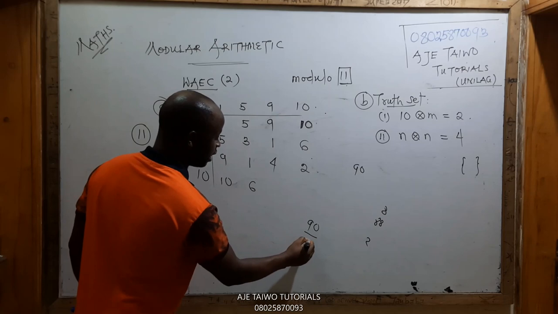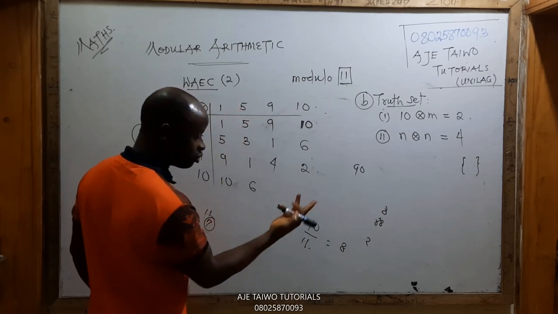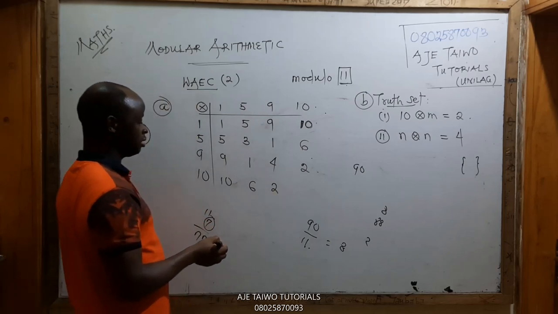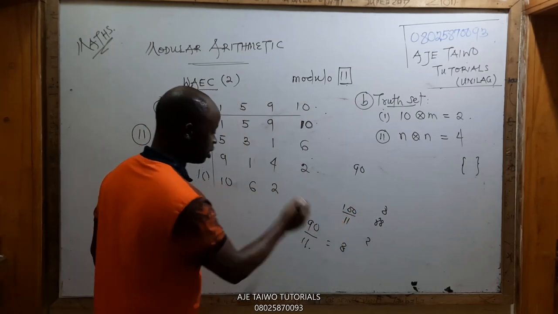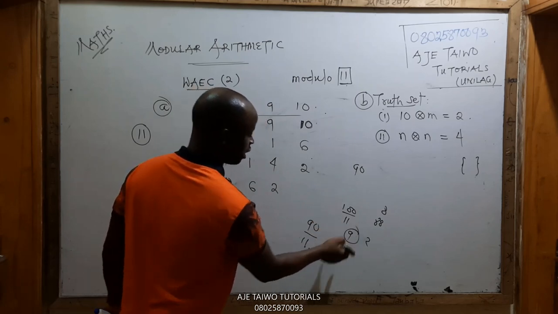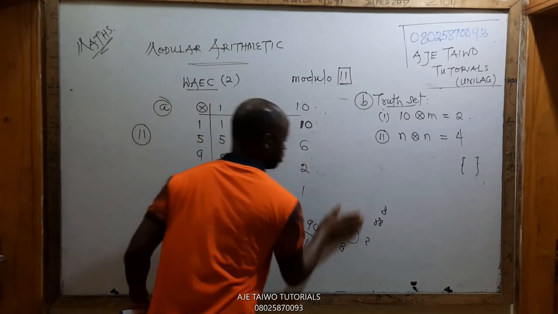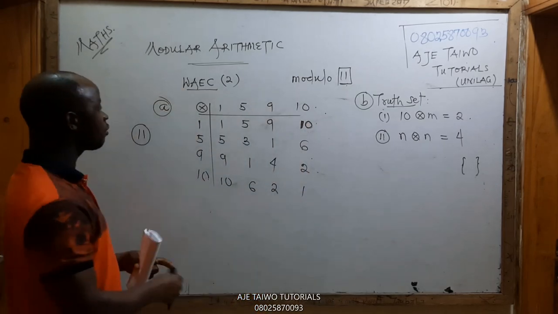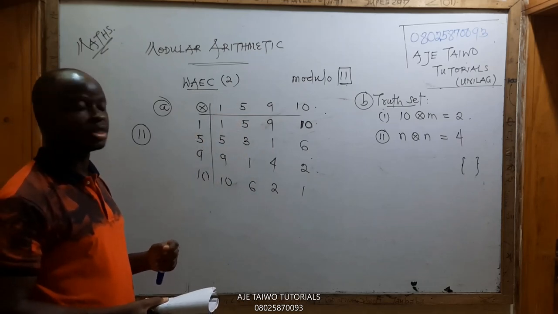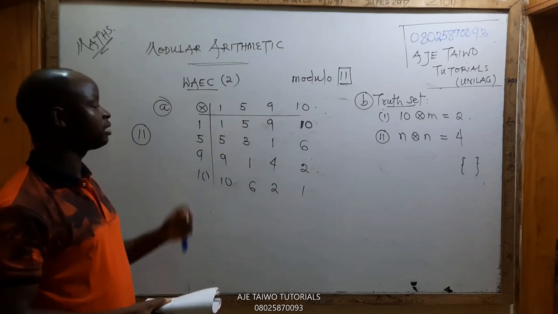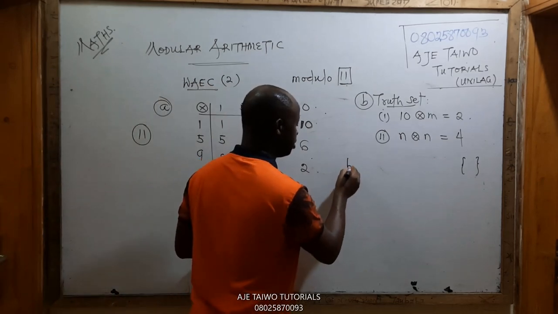Now, 10 times 9 is 90. Just divide 90 by 11. You will see 8. 8 means 88. It remains 2. 10 times 10 is 100. How many 11 can we see in 100? It will be 9. 9 times 11, that's 99. Remainder 1. So that's that. So you have copied and completed the table. Let's now see the truth sets, the B part.